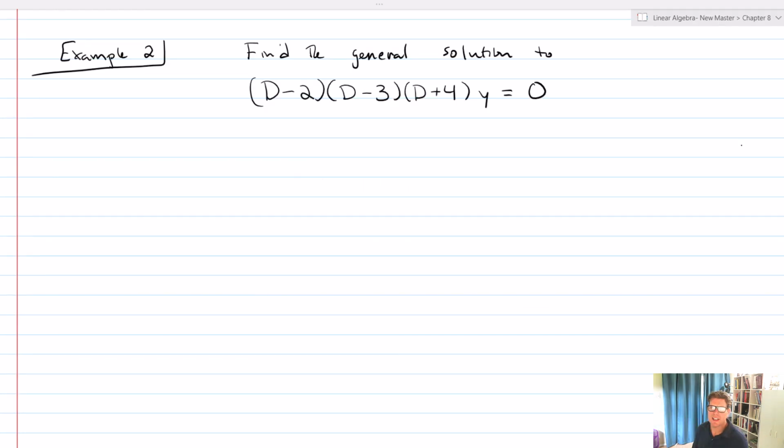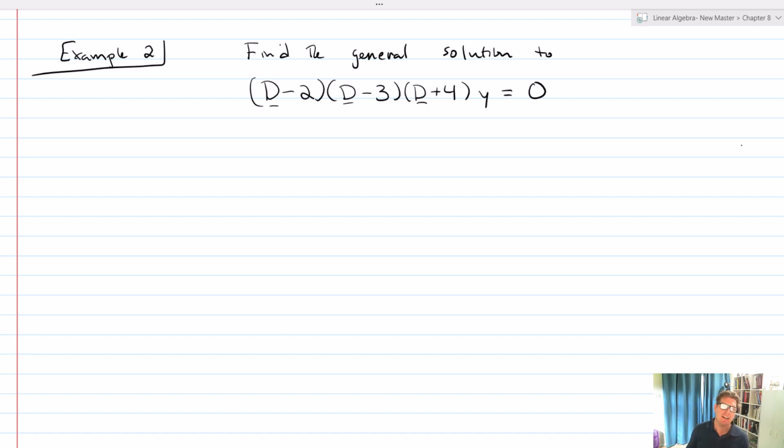All right, so we want to find the general solution now to (D - 2)(D - 3)(D + 4)y. Now, from the perspective of the differential operator, what we're doing here is taking the derivative each and every time, so we eventually have a third derivative. And if we're working with homogeneous differential equations with constant coefficients, then actually we can do this kind of factoring.